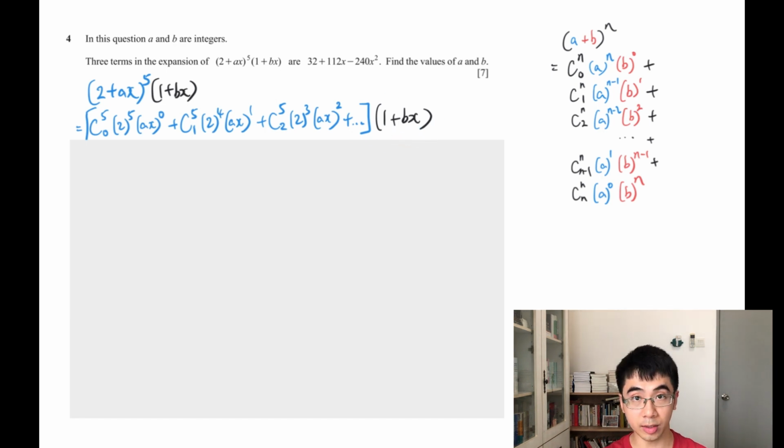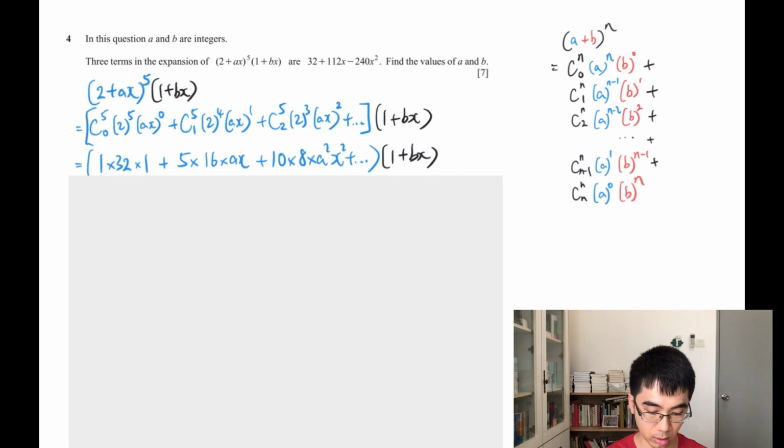Now we simplify this. 5C0 is just 1, you can use your calculator, and 2 to the power 5 is 32. Then (ax) to the power 0, remember, anything to the power 0 gives you 1. The next term, 5C1 is 5, 2 to the power 4 is 16, and (ax) to the power 1 is still ax. The next term, 5C2 is 10, 2 to the power 3 is 8, and (ax) squared gives you a squared x squared. Don't miss this square.